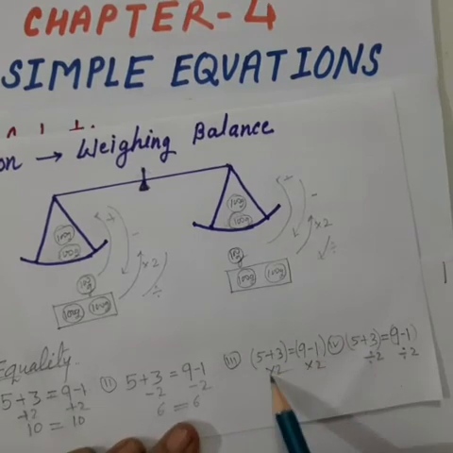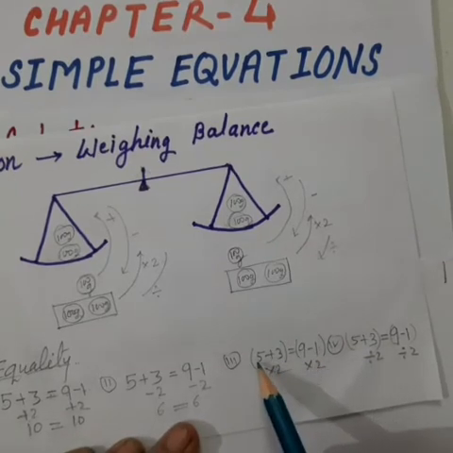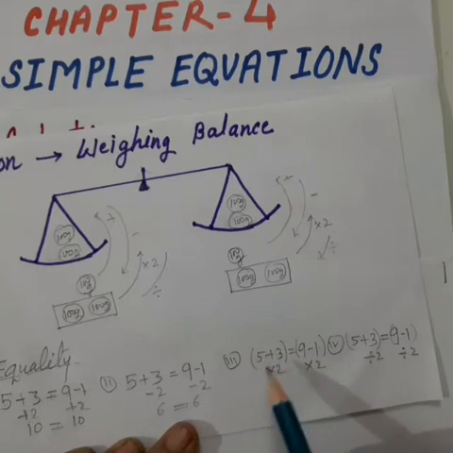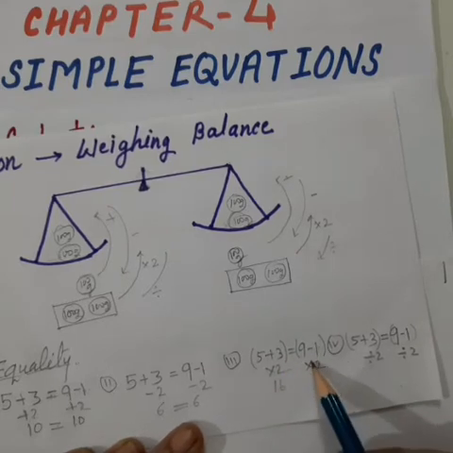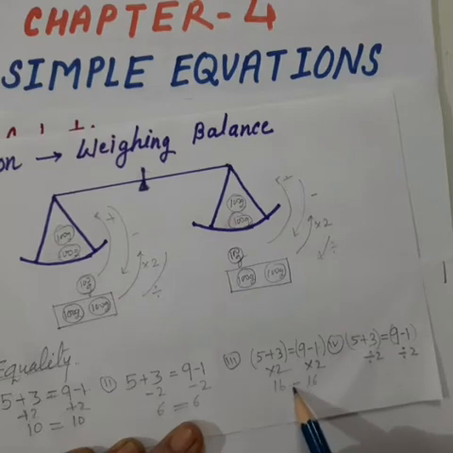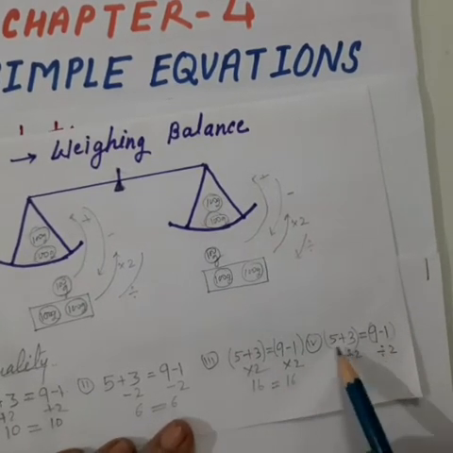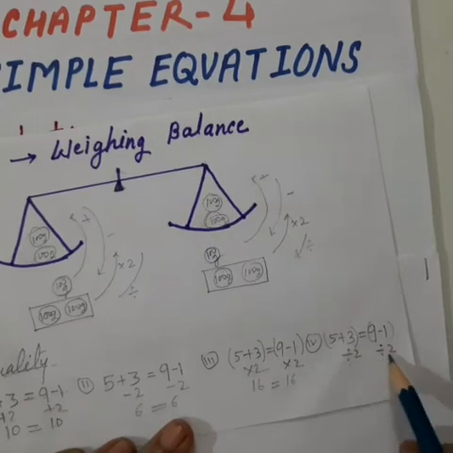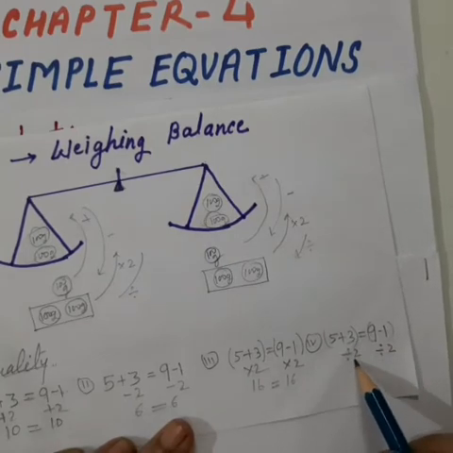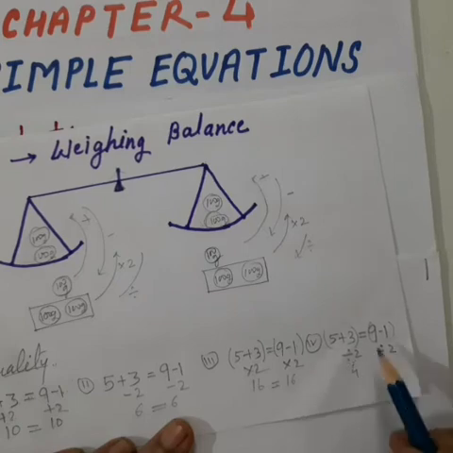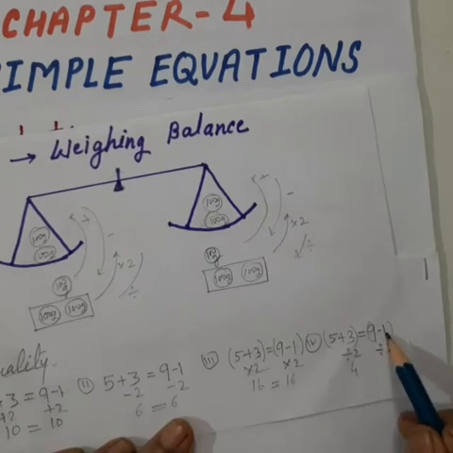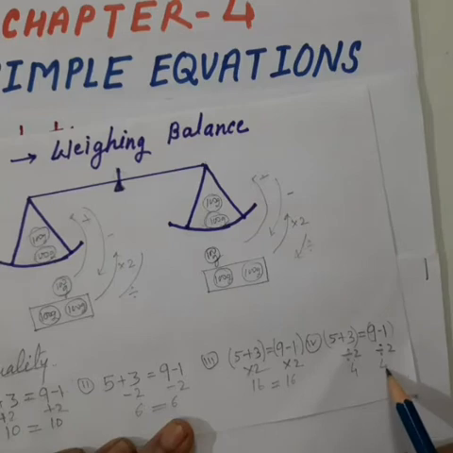Now multiply both sides by the same number. Keep both sides first in brackets, and we multiply the brackets by 2. So 5 plus 3 is 8, 8 into 2 is 16. Here 9 minus 1 is 8, 8 twos are 16. Again we are getting the same sign. The sign is not changing. Now divide both sides by 2. 5 plus 3 is 8, 8 divided by 2 is 4. 9 minus 1 is 8, and 8 divided by 2 is again 4.